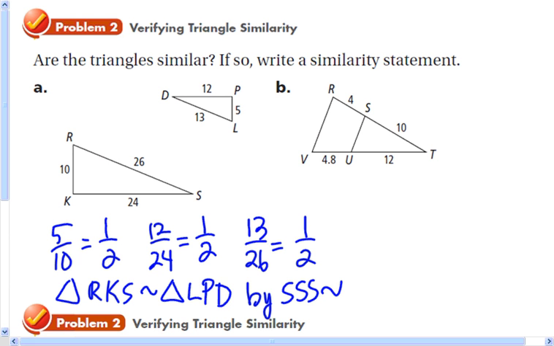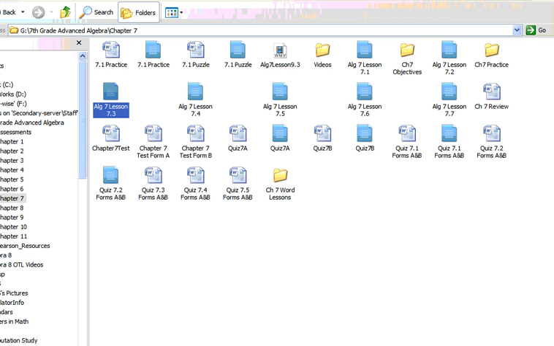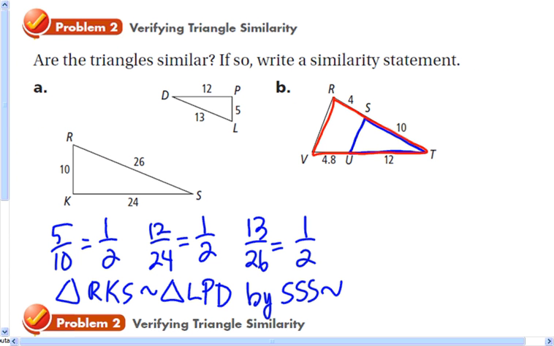Okay, and how about the second one here? I see two triangles here, and that one and that one are possibly similar, so we're given side lengths again. So we'll check the corresponding side lengths. We'll go ST over RT, and that's equal to 10 over 14, which is simplified 5/7.